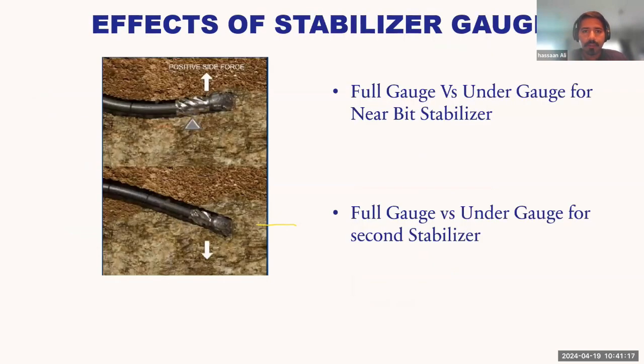So the location of the stabilizer gauge can result in either a very stiff bottom hole assembly or not so stiff bottom hole assembly. And we will talk about that in the next slide.